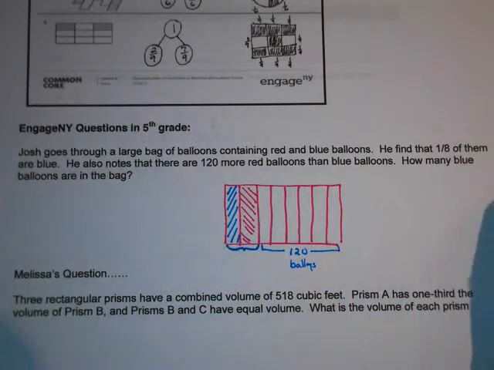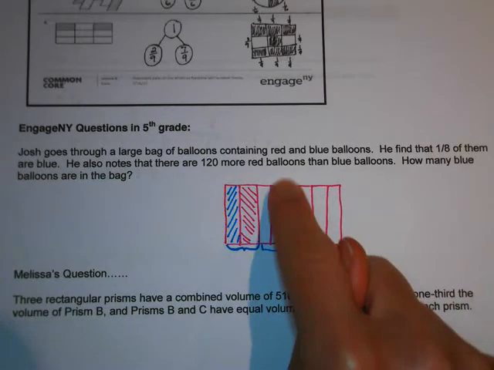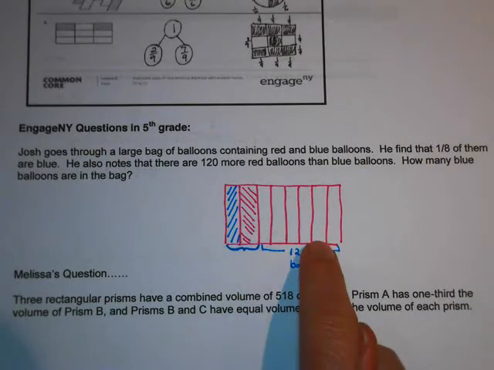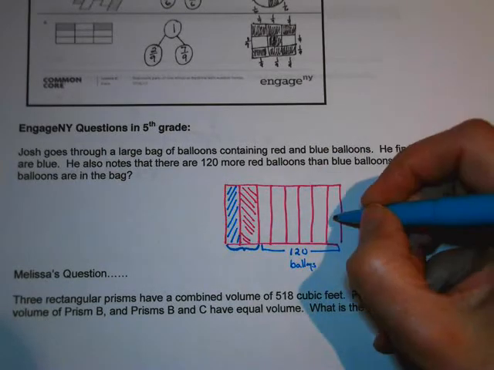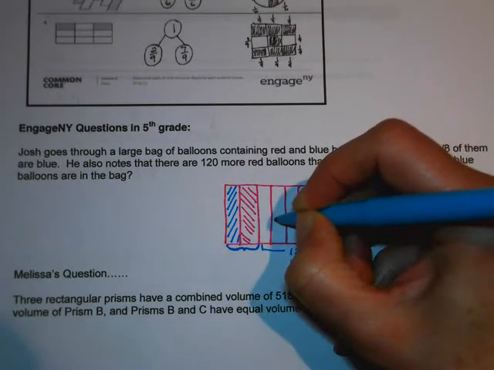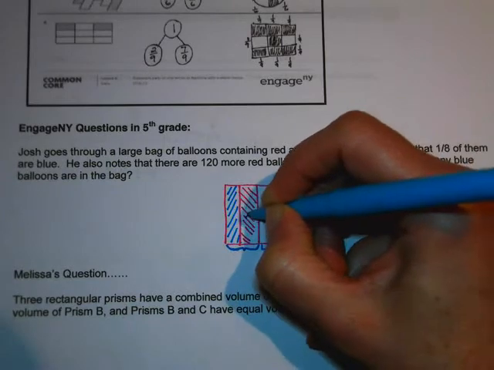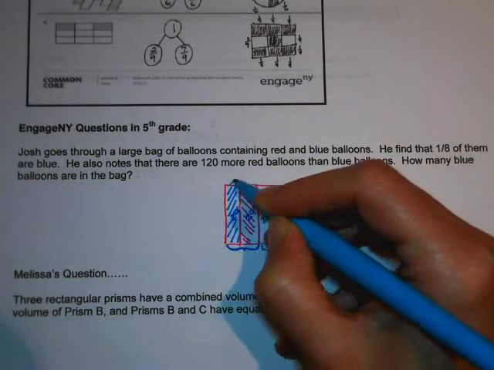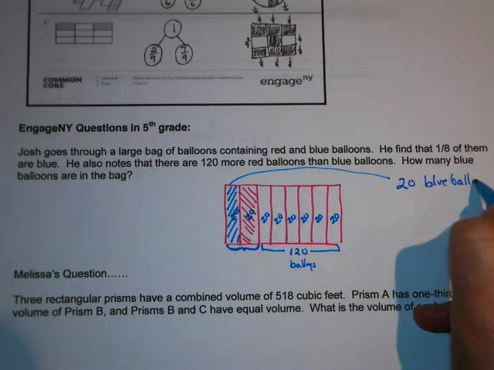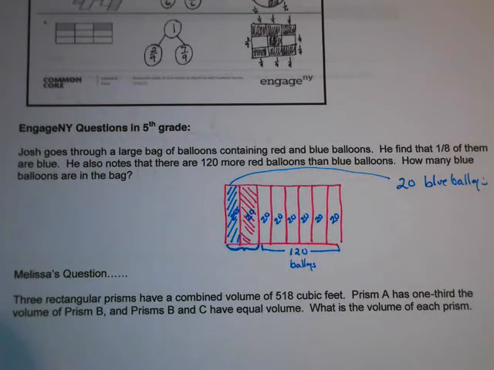Okay? So then it says, how many blue balloons are in the bag? Well, the same number of balloons are in each of these little columns that I made. So what's in each column? Well, 1, 2, 3, 4, 5, 6 columns equals 120. So there's got to be 20 balloons in each column. So there you go. There's 20 blue balloons. Interesting fraction question, right? All right, let's look at the other 5th grade one.